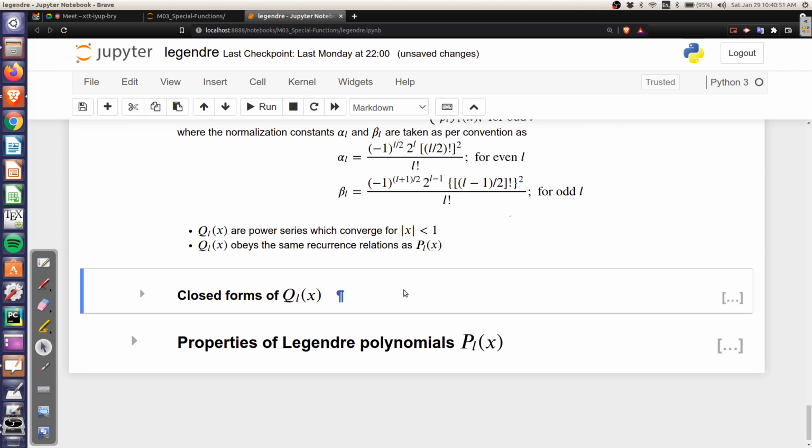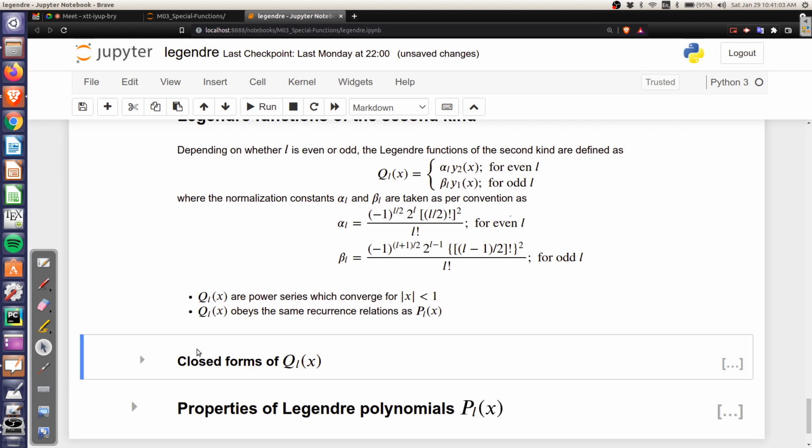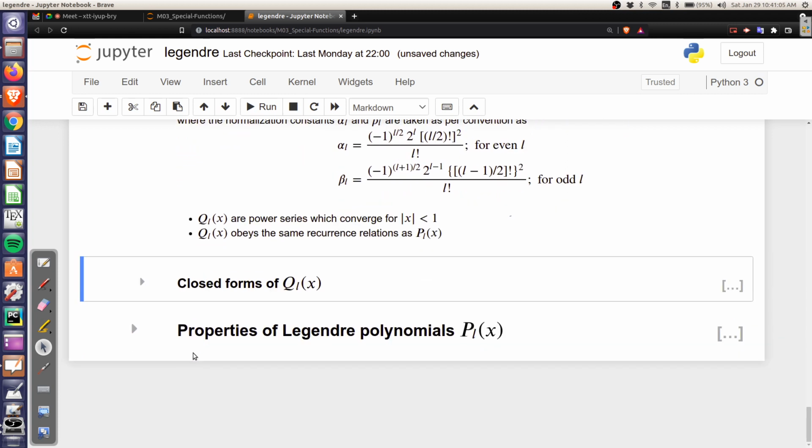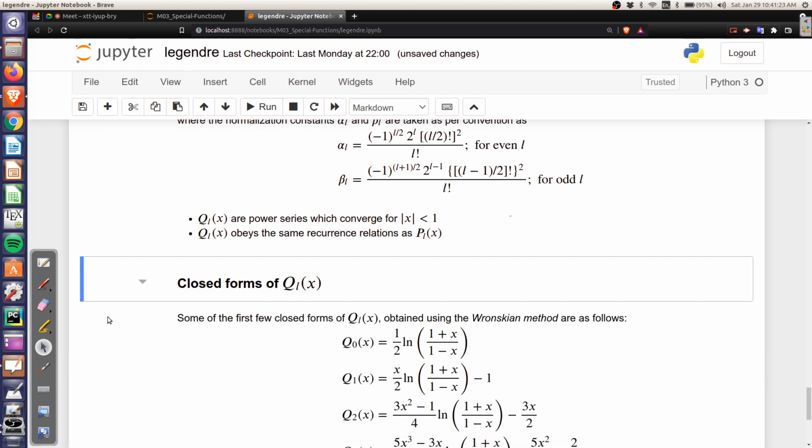So we can obtain closed forms. I think Labani was asking this question. Can we call this some function? That was a question that you had asked, no? This QL, can we call it a function if it's a power series? Is that right? Labani, can you hear me? Okay, I think she's not able to hear me.